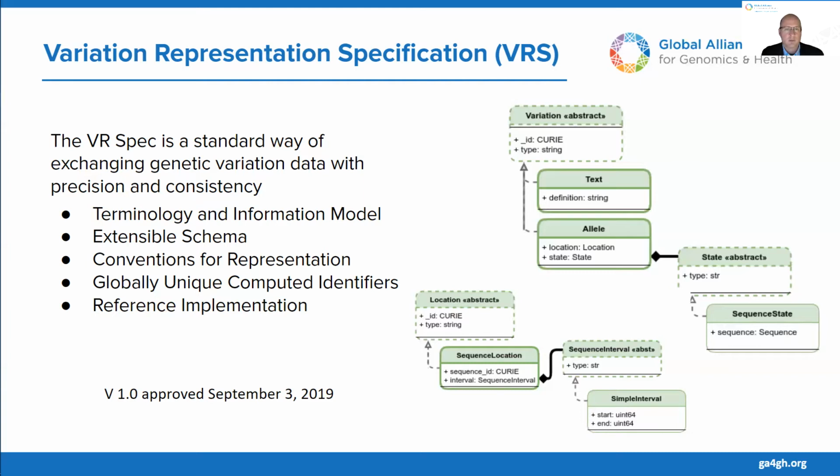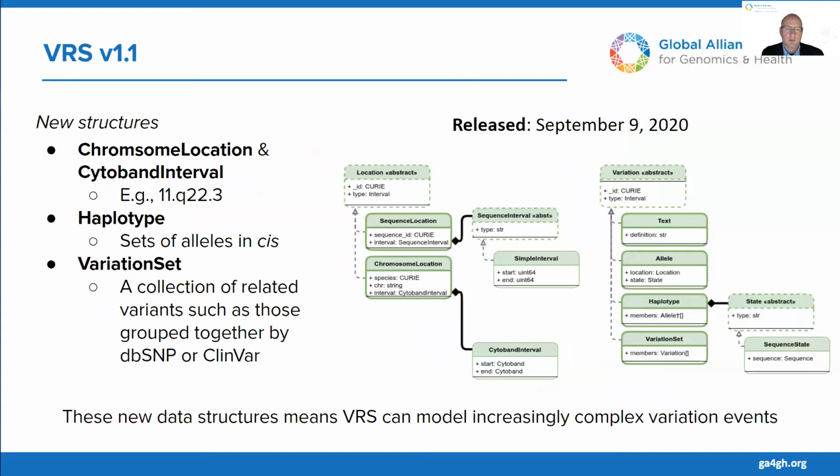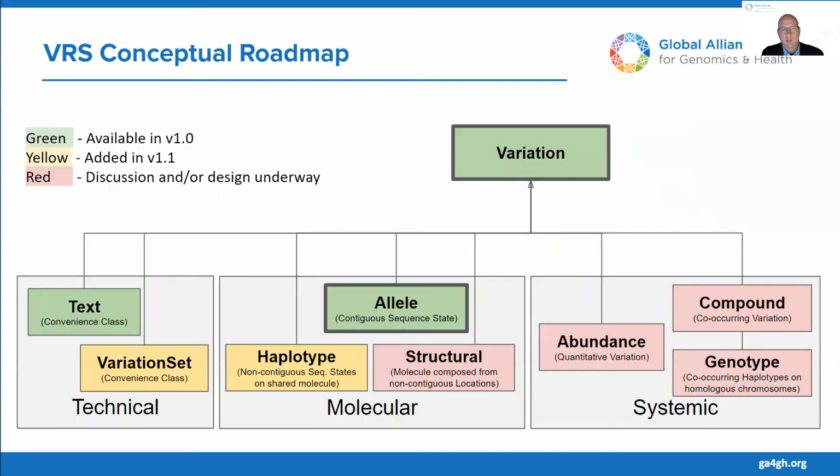Version 1.0 of the VRS was released just before the plenary meeting last year, and we are proud to announce the release of version 1.1 in time for this year's meeting. In this release, we added 4 core components, which provide support for chromosomal locations, haplotypes, and sets of related variants. The VRS will continue to be extended to support additional types of variation, including more complex forms related to structural rearrangements and abundance, or copy number.